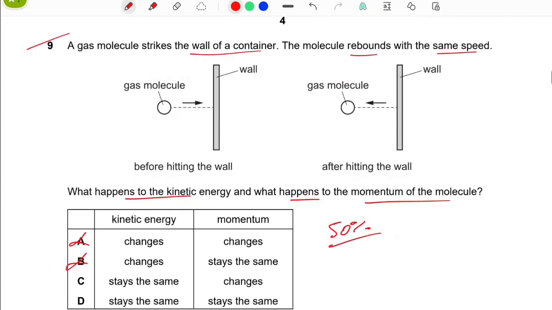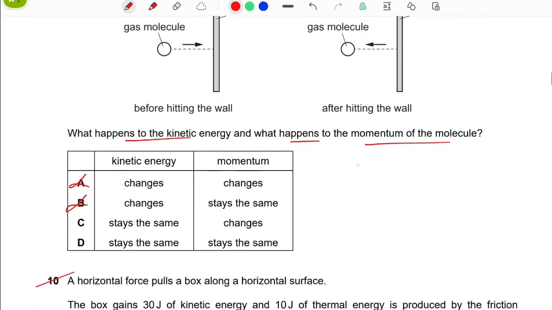So if you develop this skill of just reading the question and understanding the concept from a few keywords over here, like the keyword "same speed", then half of your work will be done. And now let's check the momentum.